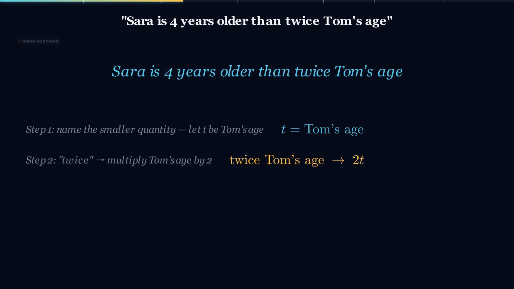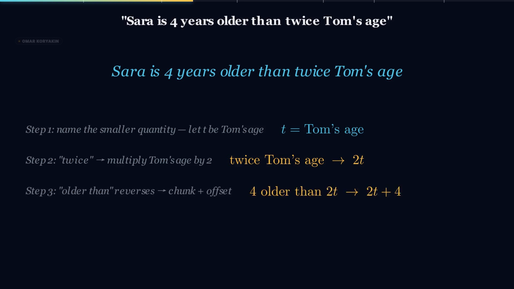Step 2. Recognize the keyword operators in the sentence. The phrase twice means multiplication by 2, so twice Tom's age becomes 2t. The phrase older than acts like more than, signaling addition with the older quantity on the left and the offset on the right. 4 years older than 2t becomes 2t plus 4.